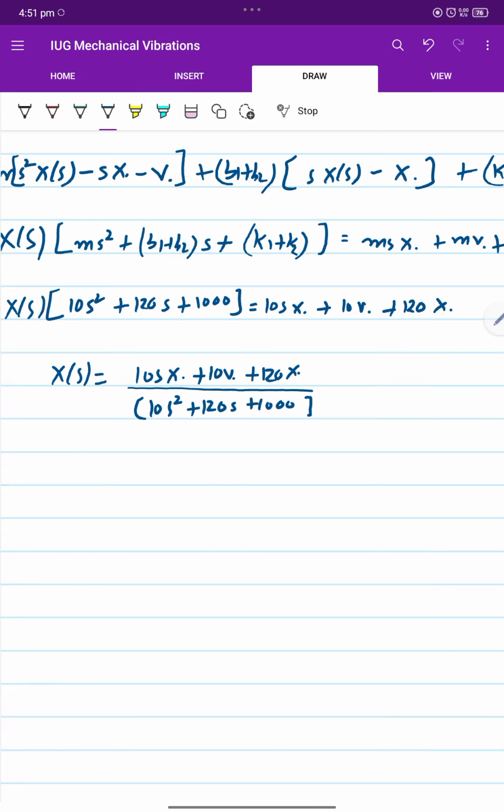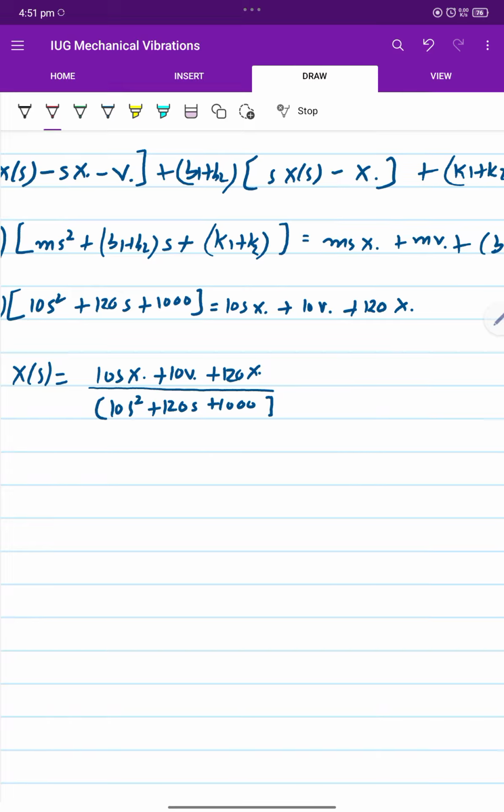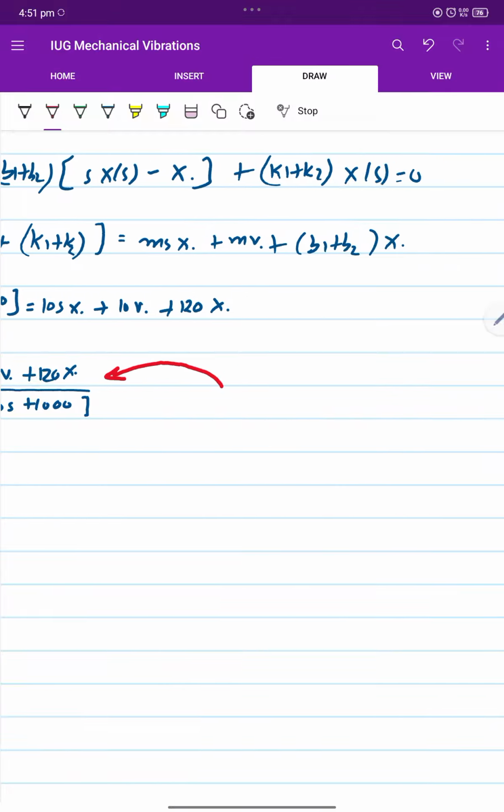Now here comes another step. This is mostly used in the Laplace transformation method, and that is partial fraction. I hope you remember this one. If you want, I can record another separate lecture to recall what the partial fraction is, how you can decompose this rational function into simple fractions. So this is what the partial fraction does. It decomposes a rational function into simple fractions.